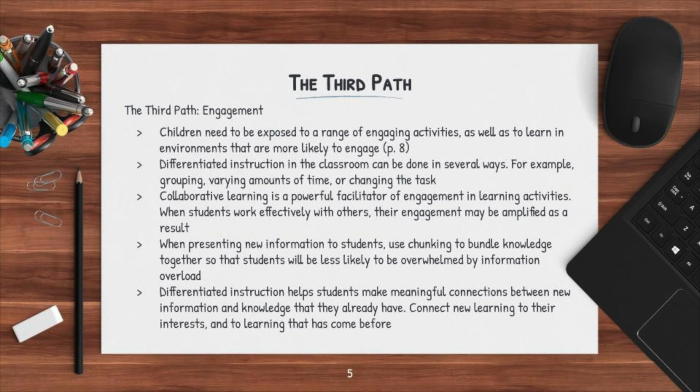Next, we will look at the connections to the third path, engagement. Children need to be exposed to a range of engaging activities as well as to learn in environments that are more likely to engage. DEI in the classroom can be done in several ways, for example, grouping, varying amounts of time, or changing the task.